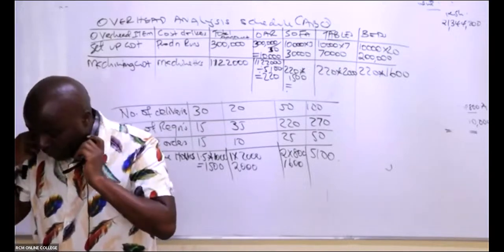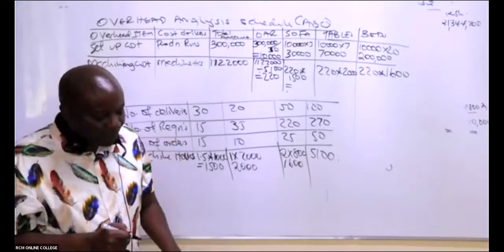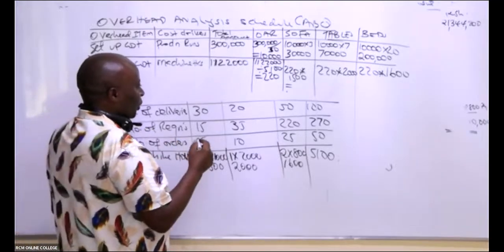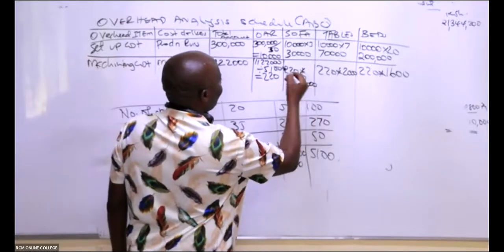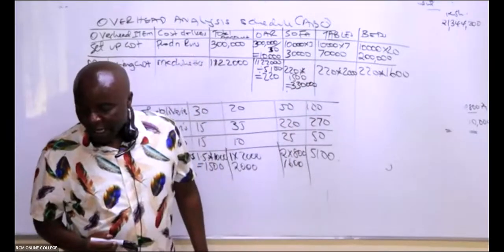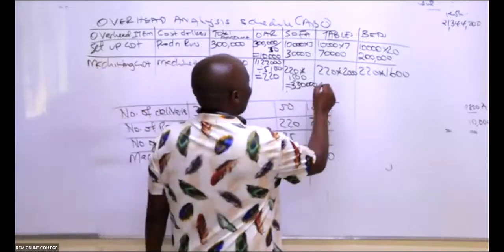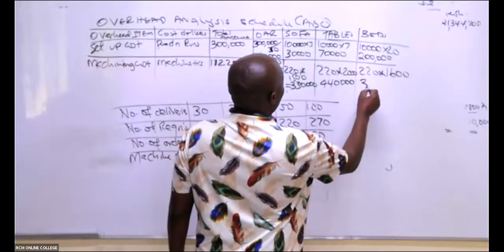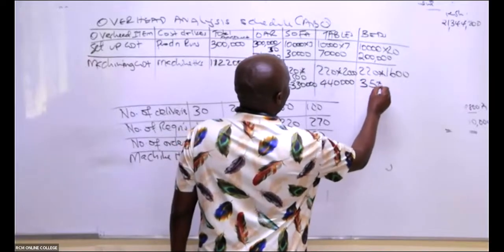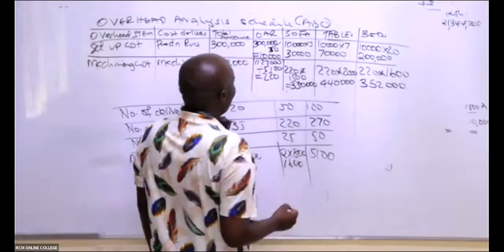So Alfred and Rose, they have given me answers. The first one I'm being told is 330,000. The second one, 440,000. The third one, 352,000. Thank you so much.